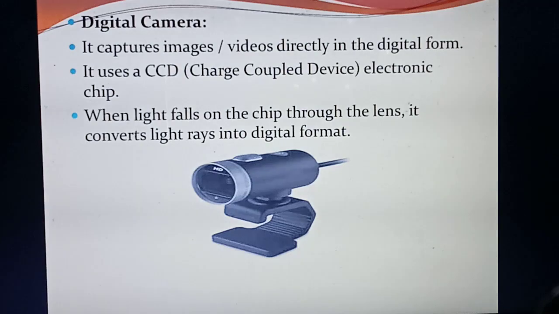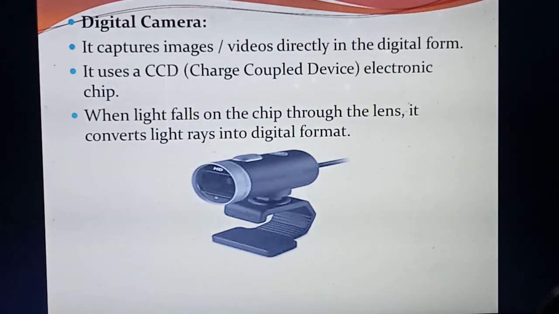Inside the digital camera, one important chip is there. Okay. So what's the name of that chip? It is CCD. Normally we say CCTV camera, the same only. CCD. So what's the full form of CCD? Charge coupled device. Okay, so important question: what's the full form of CCD? Charge coupled device. It is just like an electronic chip.